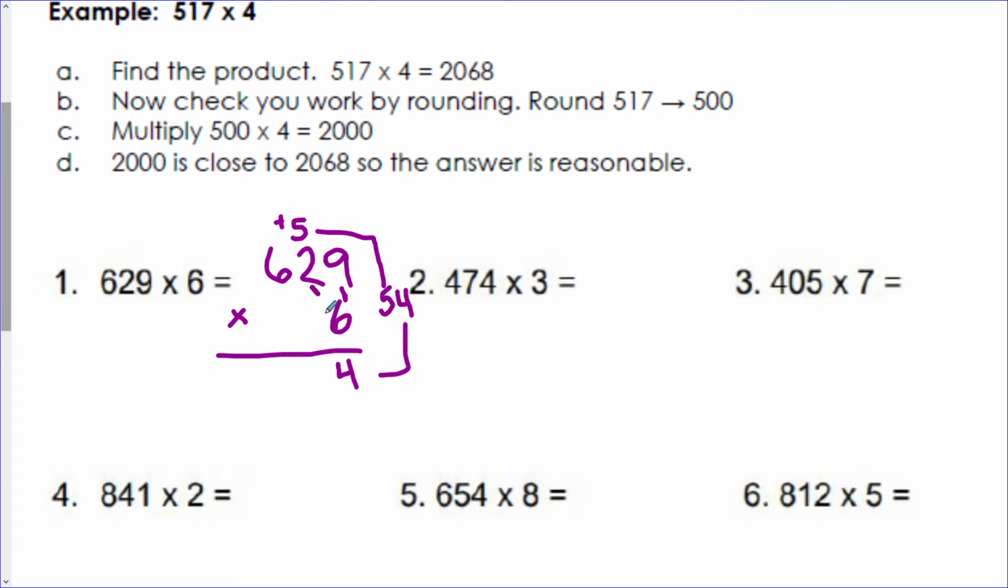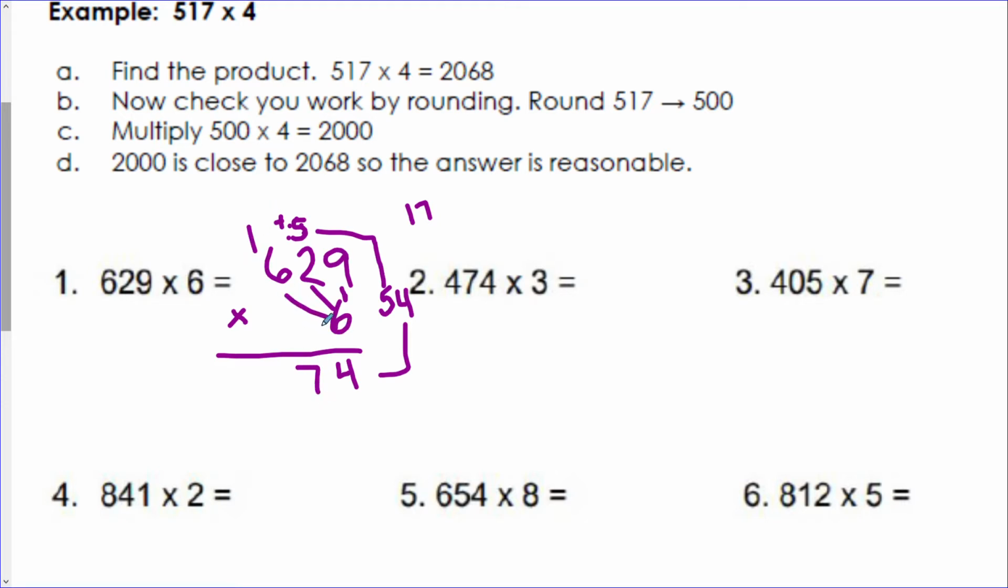So now we go from the ones to the tens. So 6 times 2. 6 times 2 is 12 plus 5, so it's 12, 13, 14, 15, 16, 17. So again, 17. The 7 goes down at the bottom. The 1 goes up top.